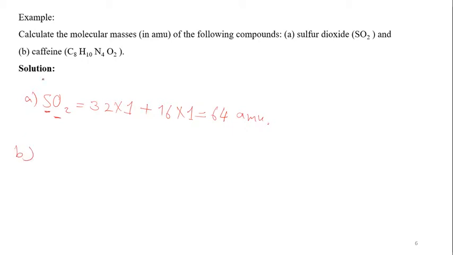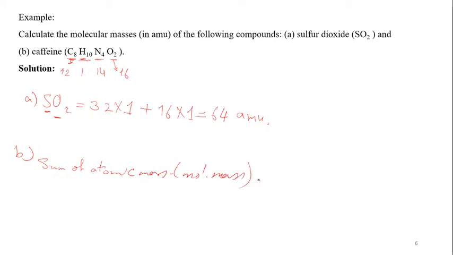Number B, for caffeine. I have 8 carbon atoms, 10 hydrogen atoms, 4 nitrogen atoms, and 2 oxygen atoms. First, I have to know the atomic mass of each one of them. For carbon it is 12, hydrogen is 1, nitrogen is 14, and like we said before, oxygen is 16. So the sum of the individual atomic masses would give me the molecular mass.